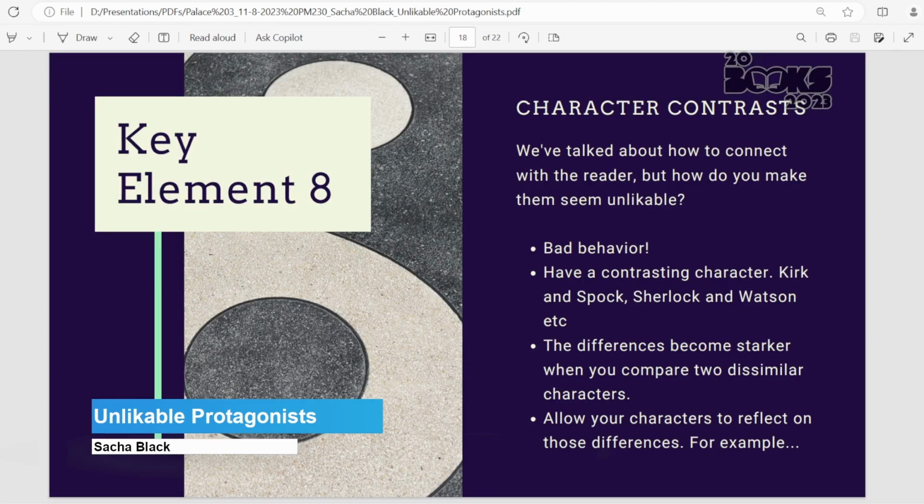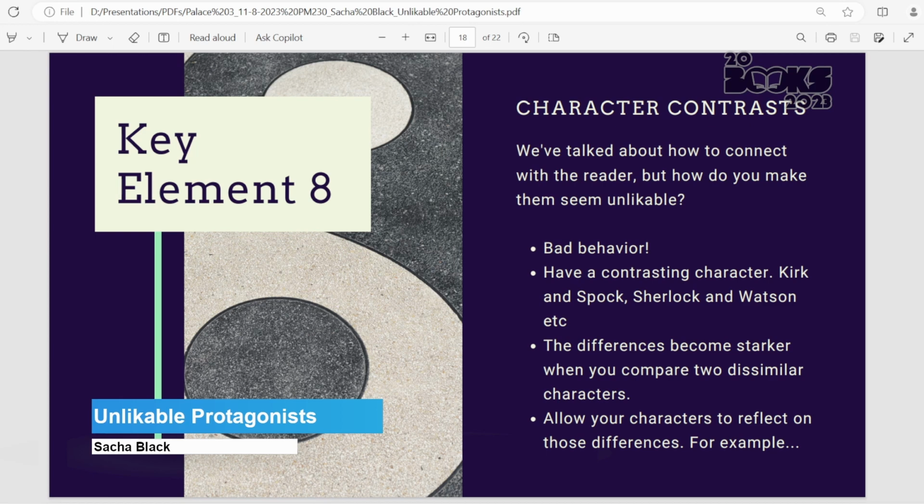Okay, and number 8, character contrast. Spock and Kirk are a great example of this. When you have characters put into that juxtaposition, it creates bigger imagery. It creates sharper contrast, which makes each character's personality even bigger. That's why we have tropes like grumpy sunshine, because the fact that they are so different draws an even richer image for us. That's why we have metaphors and similes. Sherlock and Watson, another example.